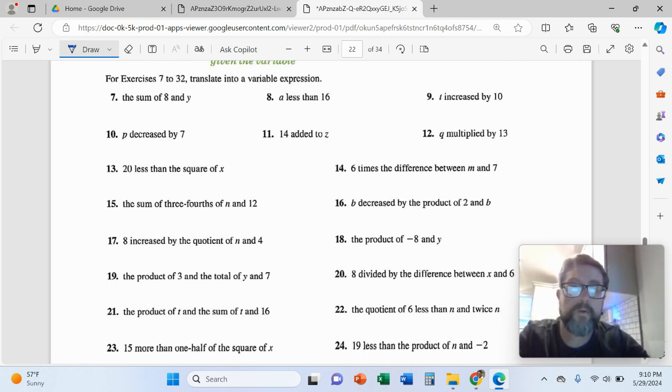I'm not going to go through all of them with you guys. This is good building up for you guys. Number 8, it says 16 less than a. So we go 16 less is minus a. Okay, so pause it because I'm moving on.